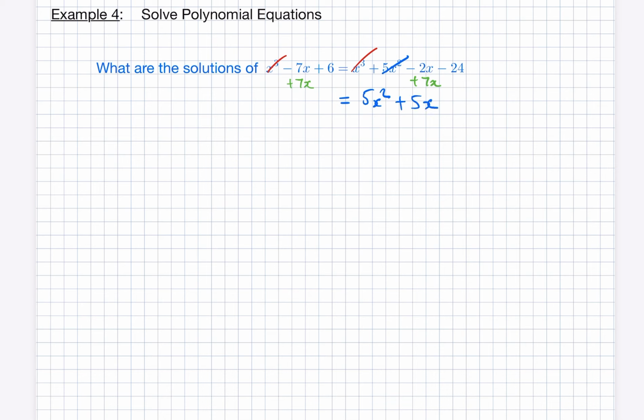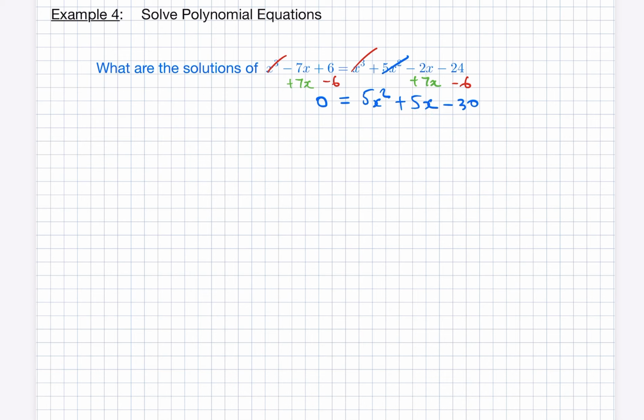And then lastly, we have a positive 6 and a negative 24. Okay, to move this over to this side of the equation, we have to subtract 6 from both sides. And if we subtract 6 on this side, we would get minus 30. Okay, all right, and we're going to set this equal to 0 because there's nothing left on this side of the equation. Okay, so we see that 0 is equal to this polynomial.